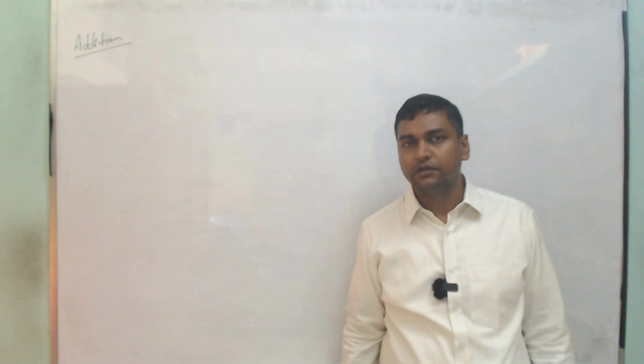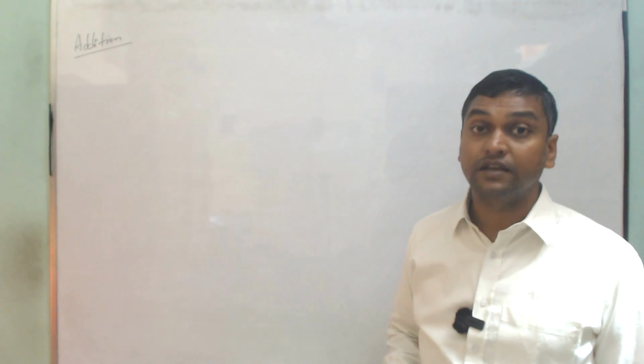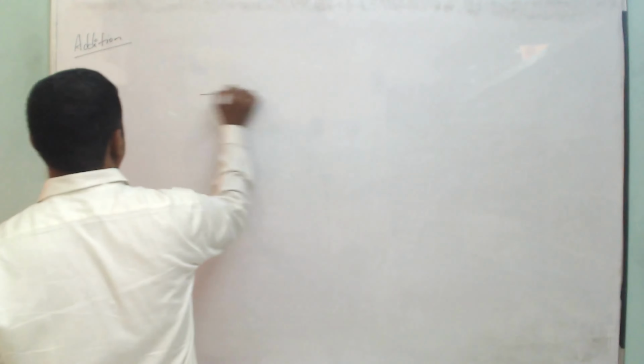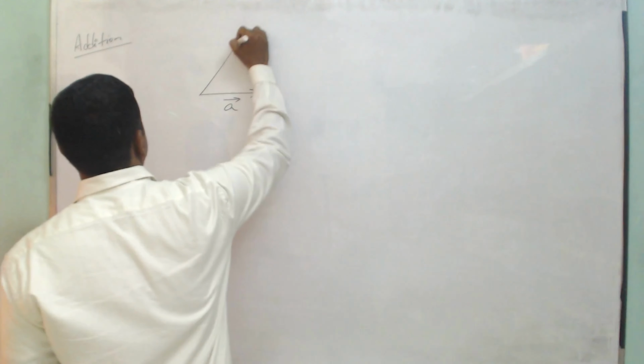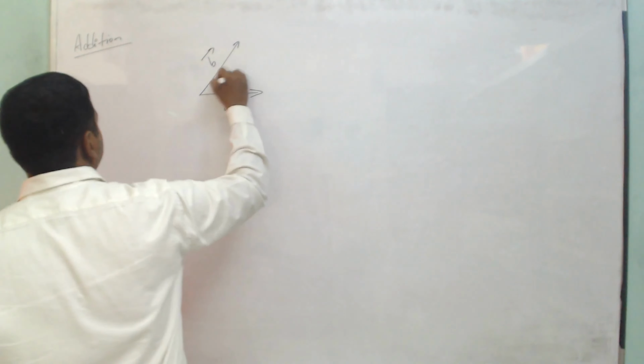For class students, we do the entire derivation, but I am not doing the derivation over here. I am just directly telling you important points. Okay, suppose I have two vectors a bar and b bar. Let us say this vector is a bar and this vector is b bar, and the angle between the two vectors is theta.